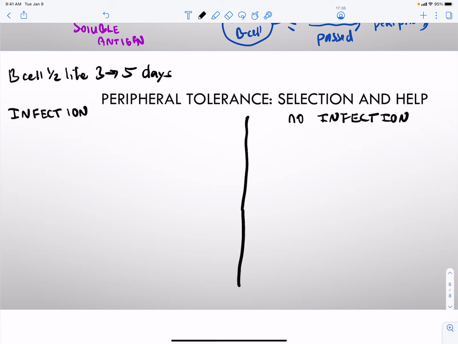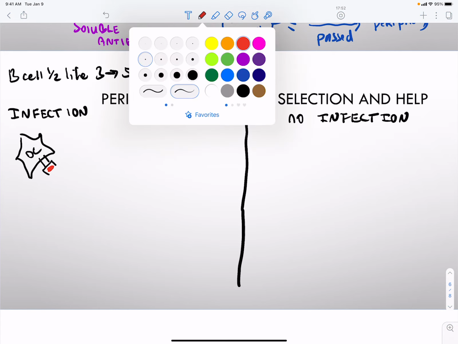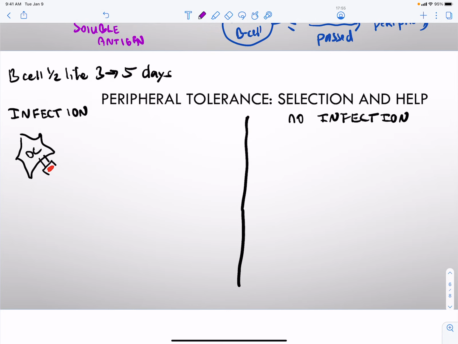So in the case of the infection, you have your dendritic cells, and your dendritic cell is going to have MHC class 2 on its surface. It's going to have some sort of virus antigen peptide. It's going to activate your CD4 T helper cell, which is going to recognize that antigen. And then this CD4 T helper cell is going to be able to provide help to a B cell. So this is occurring in the T cell zone.